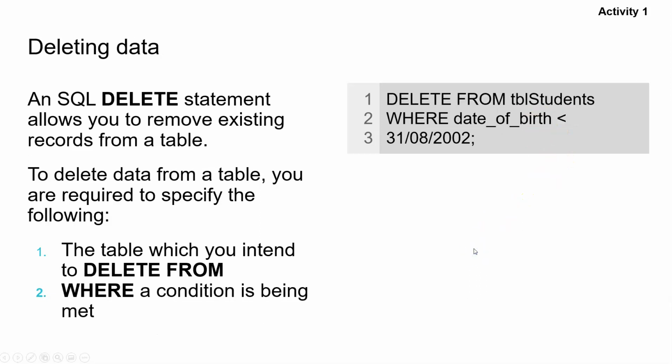And then deleting. This is where we can use a delete statement that allows you to remove existing records from a table. To delete data from a table, you're required to specify the table you want to delete from and where that condition is met. For example, we want to delete from the student table where the date of birth field is less than this date, and it will delete all of those.